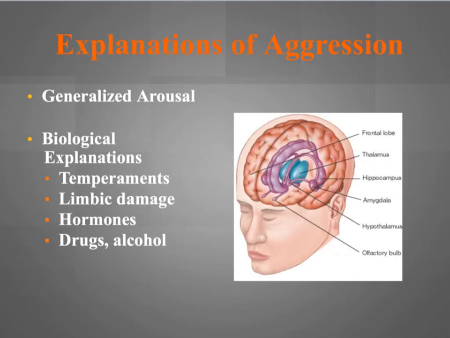There are many explanations for the causes of aggression that are still being explored today. Generalized arousal, or generalized anxiety, is the chronic state of heightened arousal where everything tends to get under your skin and can lead to agitation and then aggression. Some biological explanations include temperament, which is the genetic links to personality, the limbic damage of the brain, which processes emotions such as aggression, which we will study later in the semester, and then hormone imbalance can lead to high levels of testosterone or adrenaline, which can make one more susceptible towards aggression. Of course, drugs like alcohol can lead to aggression as well.